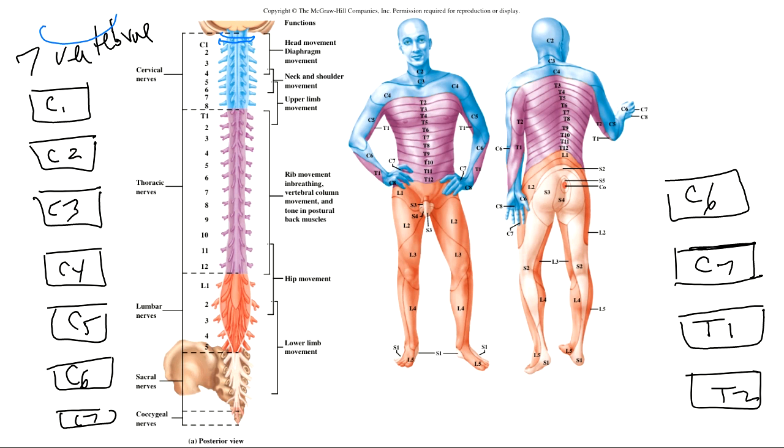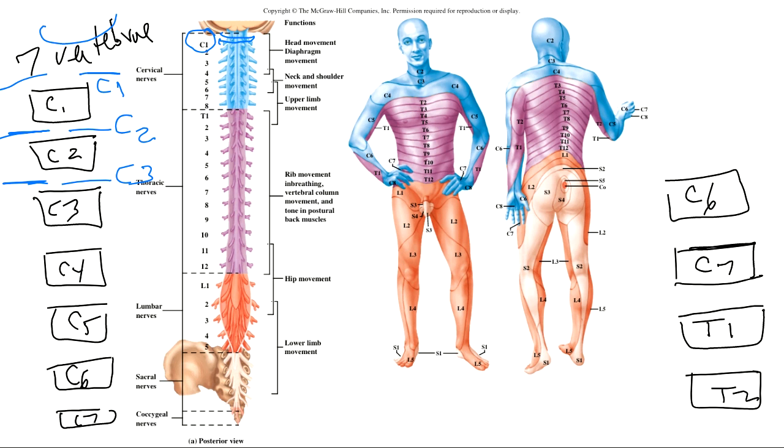So the first cranial nerve is going to come out between the skull and vertebra C1. And we call that spinal nerve C1. Good name for it. Second spinal nerves come out from C1 and C2, and we're going to call it C2. Next one comes out between C2 and C3, and we're going to name it C3. So these are the names of the spinal nerves.